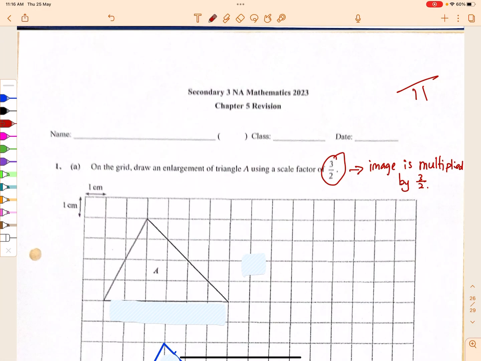Right. Hi everyone. So let's take a look at the corrections for question chapter 5 revision, shall we?